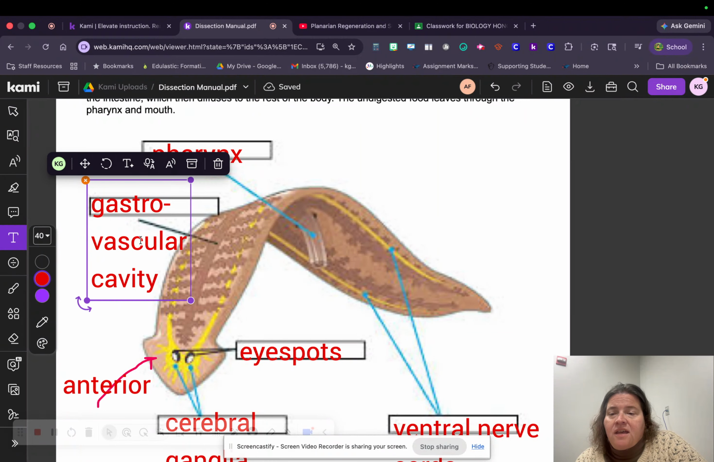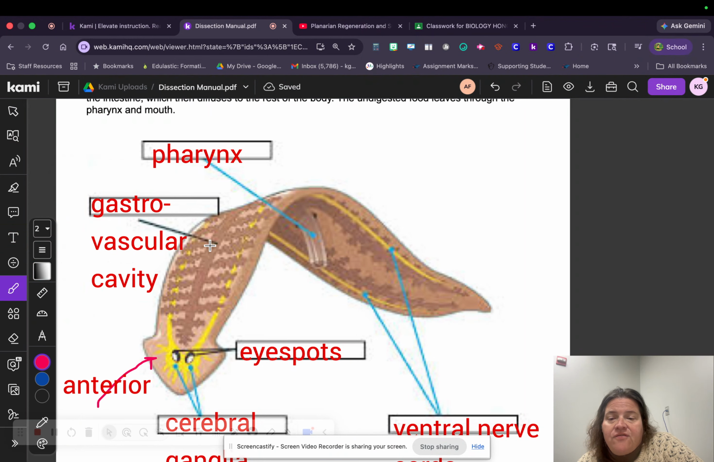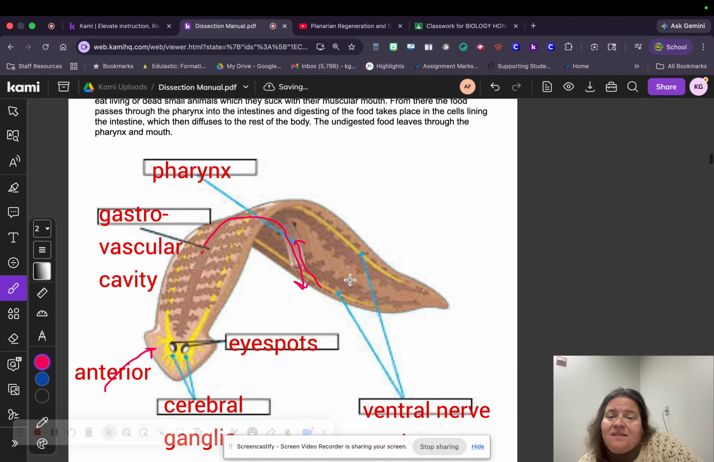Gastrovascular cavity. And that's going to be where their food digests. And then once they've digested their food, the waste is going to come out the same opening. So it's an organ that has like two functions: to bring food in and also to send waste out, as far as like solid waste that's undigested.